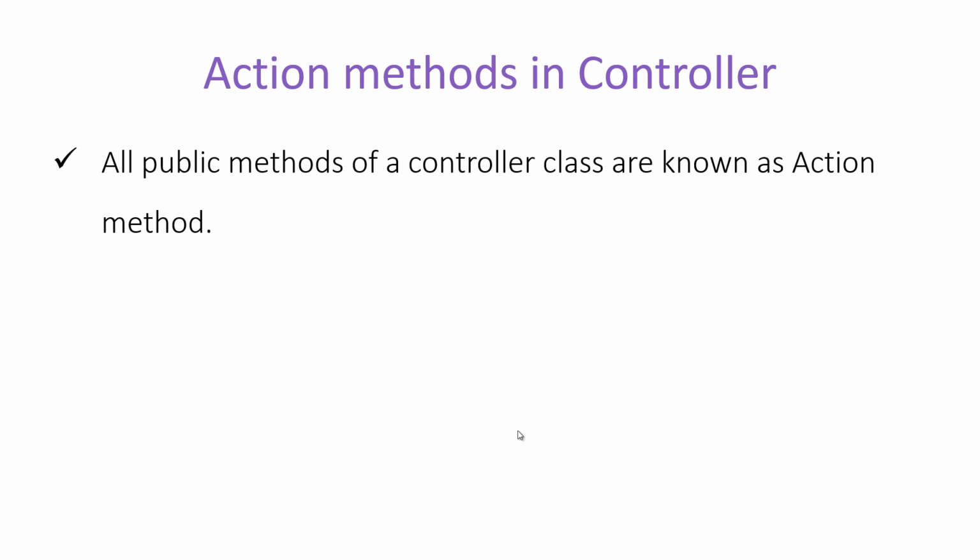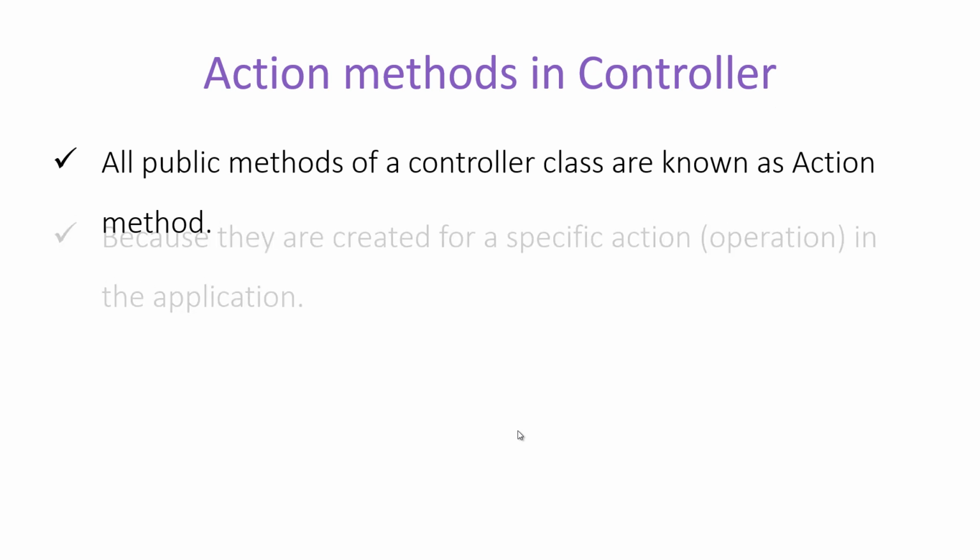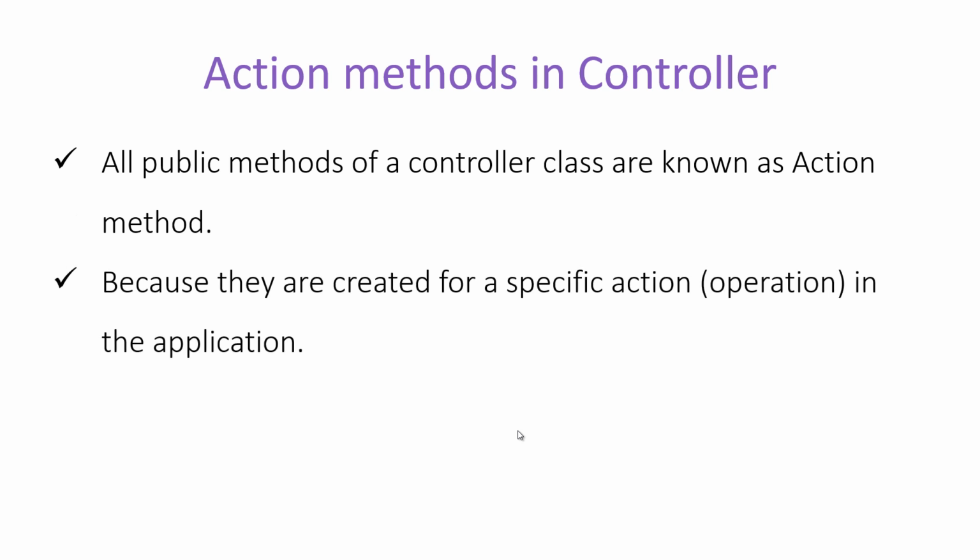Now let's see what action methods in a controller are. All public methods of a controller class are known as action methods, because they are created for a specific action in the application. It means in one controller we can have several action methods, and each action method is created for a particular operation.